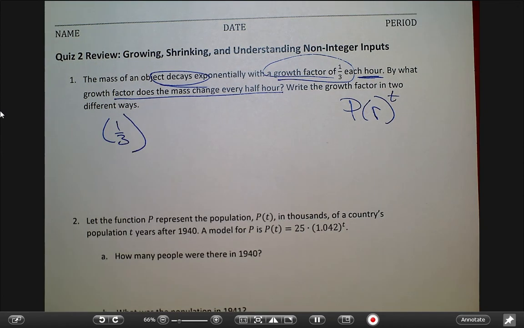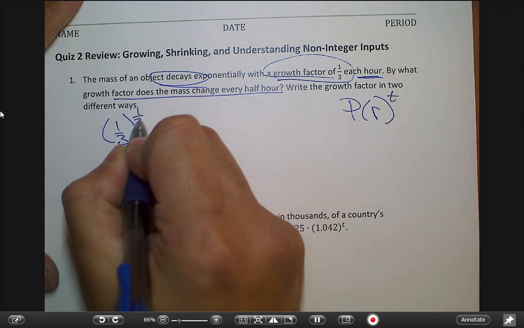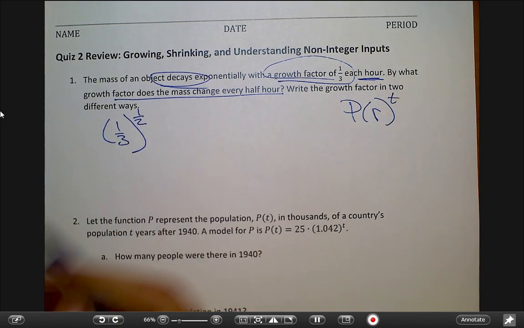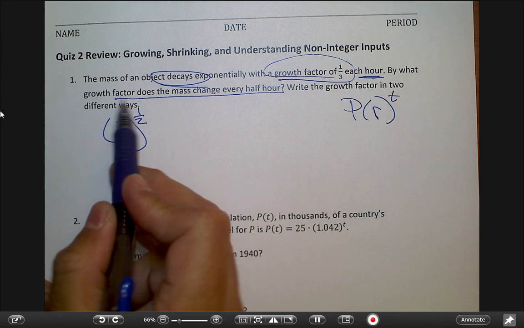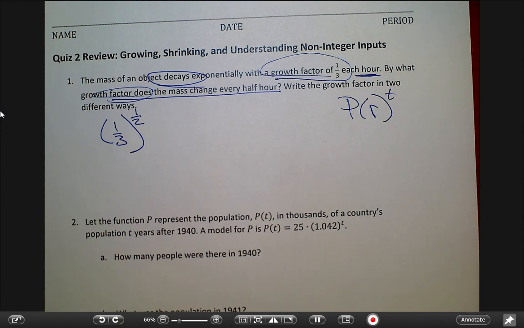And my power for this one, what's my power going to be? Half hour, right? Every half hour. So I could actually do it like this. I could do 1/2, right? Are we looking for the P? No, we're not looking for P. We're just looking for the rate that it's multiplying by. So whenever I'm looking for the growth factor, it's just the R to that power. That's it. Just R to the power.